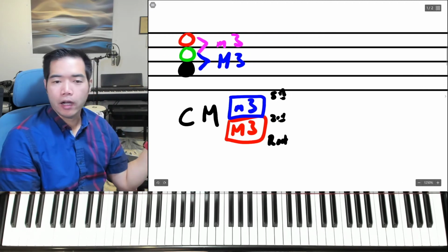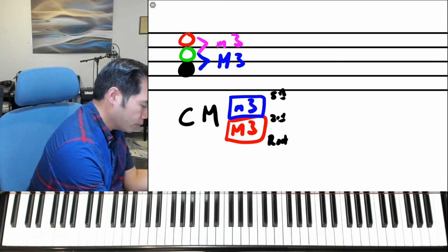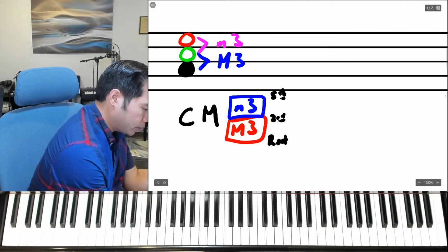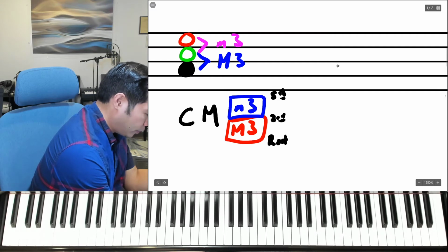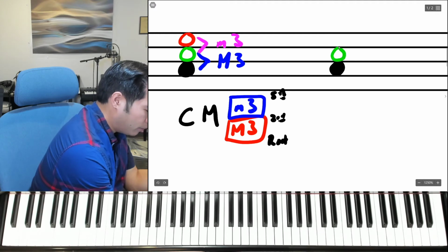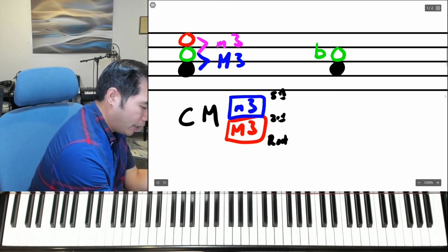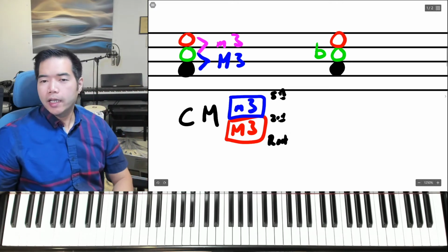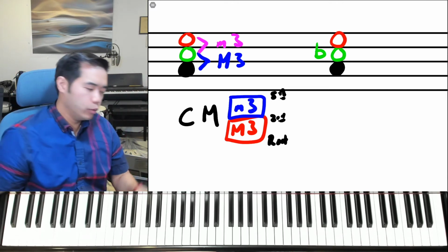Let's look at the other types. Let's say that we're dealing with the notes, and we can just convert this into the other type, C. And instead of E natural, we're going to make this an E flat, and we'll keep the G the same. Now let's figure out what type of thirds we have.